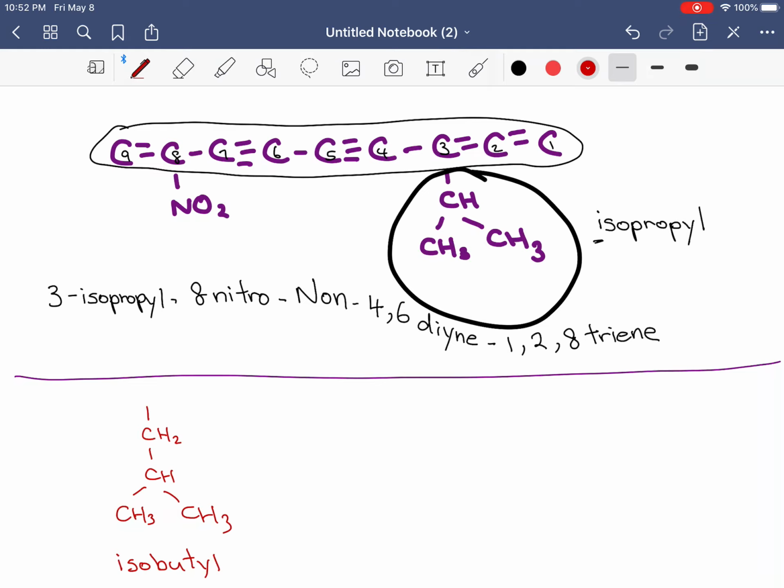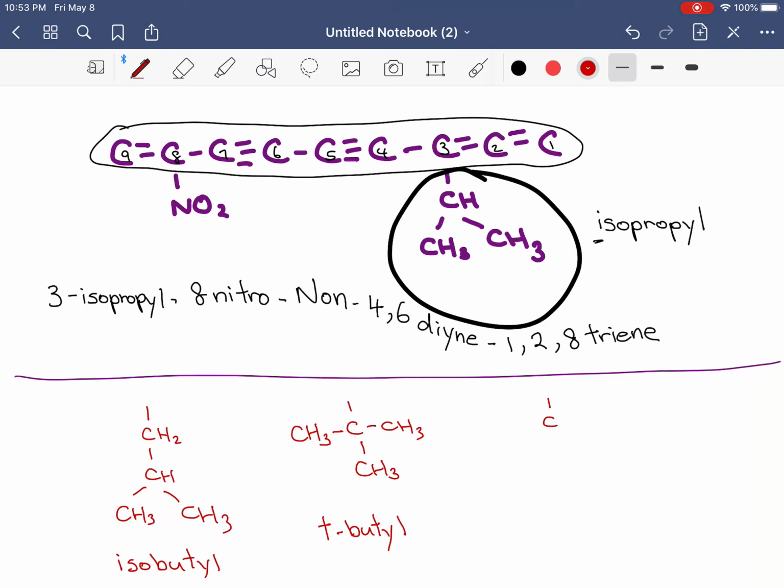Okay? Or you can see something like this. This is one of my personal favorites. Like that. This is called t-butyl. The t stands for tert, T-E-R-T. Nobody says tert, so most people call it t-butyl.